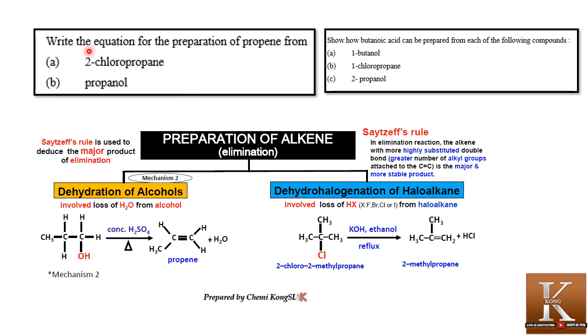So you check the question, straightforward: write the equation for the preparation of propene from, okay, chloro, meaning that this is haloalkane, and from alcohol, meaning that this. So you must know the reagent and then the product. Same for here, show the butanoic acid. Okay, this one is from alcohol becoming butanoic acid. From alkane becoming chloropropane, meaning haloalkane. So this one is secondary alcohol to form carboxylic acid. So we can prepare the compound from different functional group or different homologous series.